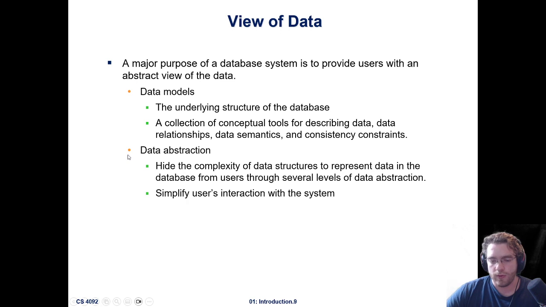For instance, your students. At the start, you might just have a student ID, but inside of that student ID, you might have a first name, last name, email address, parents' information, about your high school, and that can go way more complex than just a student ID. The reason we want to do this data abstraction is that it simplifies the user's interaction with the system.